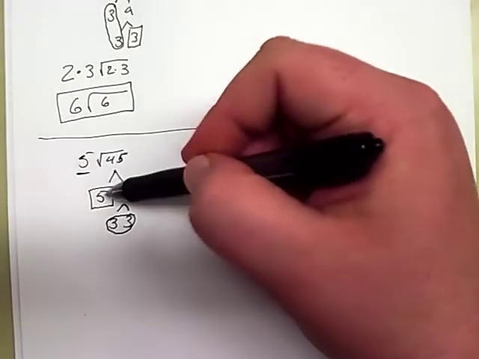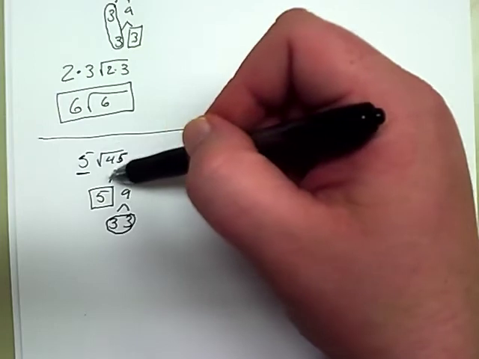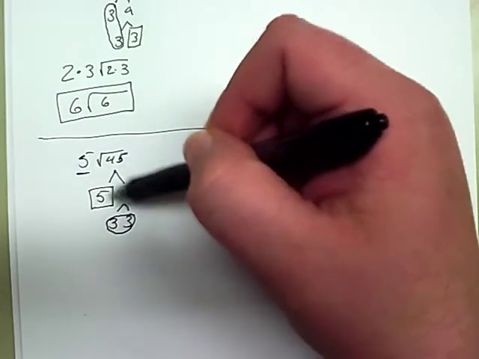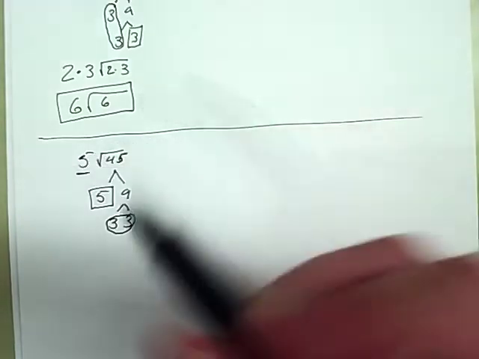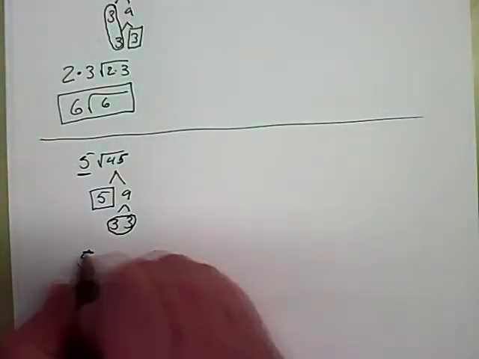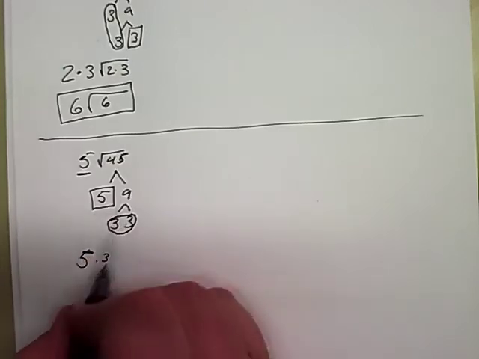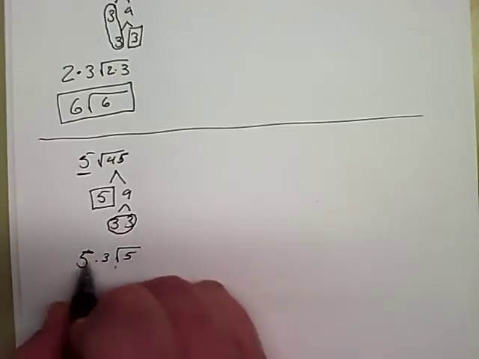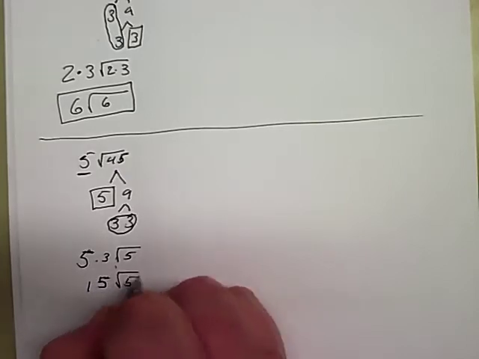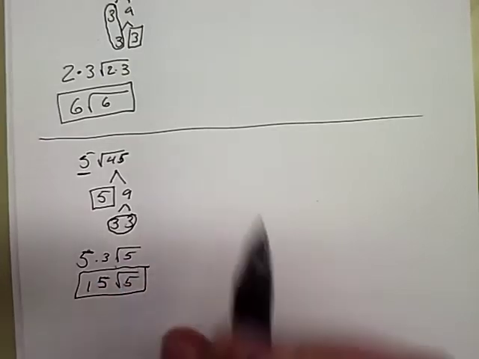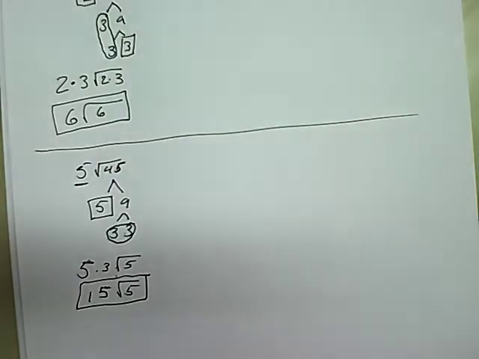Now, it looks like I could have circled these guys, but this 5 is not on the end of the branches of the tree. He's already out front. So since he's already out front, I'm going to leave him out front. And then I'm going to take my 3 out front, and then the 5 stays underneath. 5 times 3 is 15, and I have the square root of 5 left underneath. So 5 times the square root of 45 is the same thing as 15 times the square root of 5.